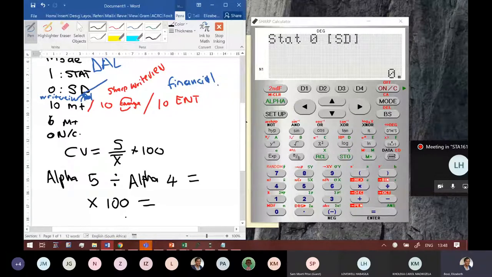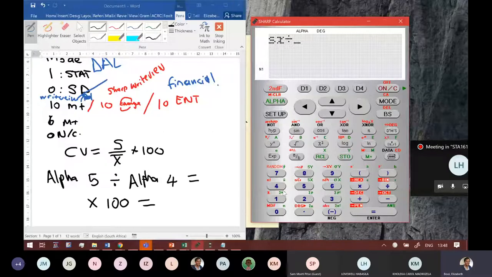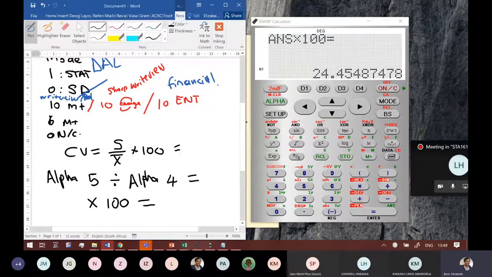Let's do that. You go alpha 5 divided by alpha 4. As you can see there, it is s divided by x bar, and we can press equal so that we don't press the multiplication first and then multiply by 100. It doesn't really matter because division and multiplication are the same level. But to be safe, press the equal sign, multiply by 100, and press equal, and that is your coefficient of variation. And our coefficient of variation is 24.45%. And that's how you do the calculation.